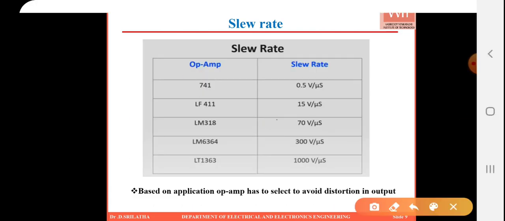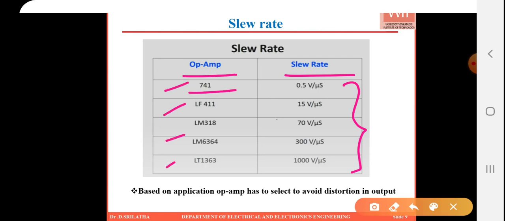Here this table shows the types of operational amplifiers and their slew rates. So the slew rate value is different for different types of amplifiers. You see, for the 741 op amp the slew rate value is less, and for the LT1363 op amp the slew rate is 1000 volts per microsecond. So based on our requirement, based on the application of the op amp, we need to select the corresponding op amp by its slew rate value, in order to avoid distortion in the output of the operational amplifier.